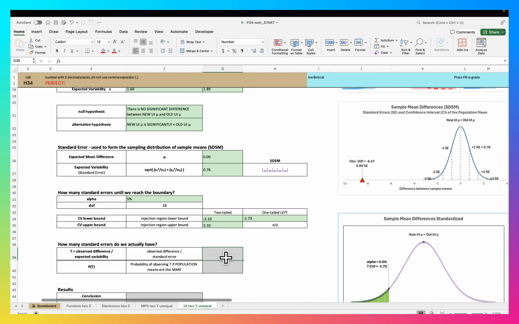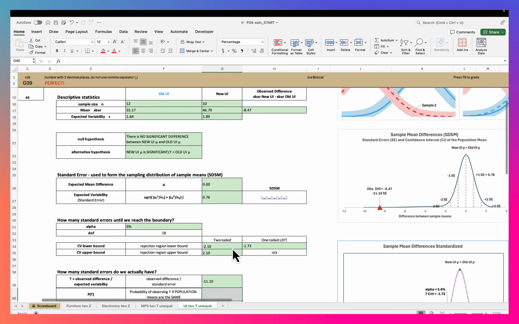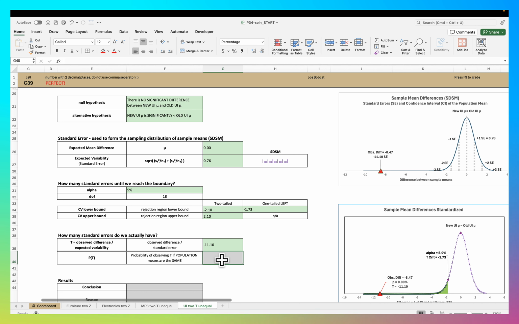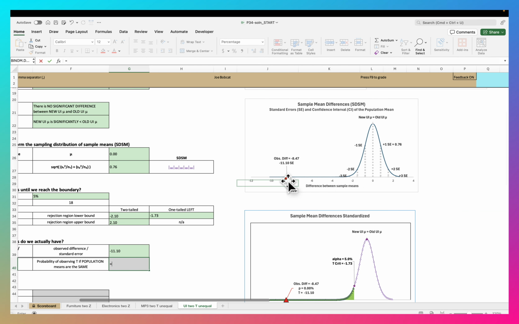So what's our t-score? Observed difference divided by standard error is negative 11. What's the probability of seeing negative 11? I mean, that's huge for a t-score, so that's probably going to be a really small probability. Remember, anything bigger than 3 in terms of standard deviations, as you know from the empirical rule, is way out in the tail. In fact, you can see it over here, right? I mean, we're way out in the tail.